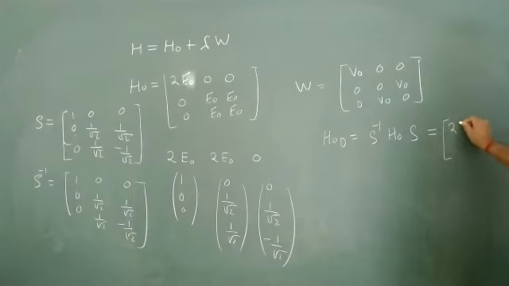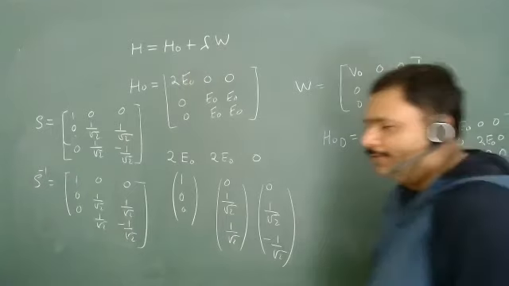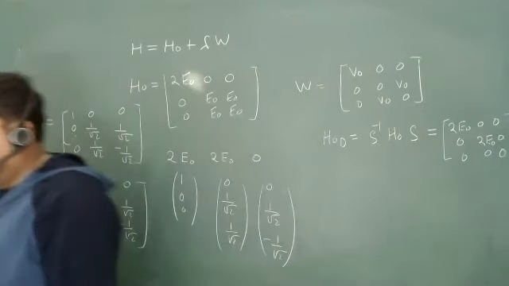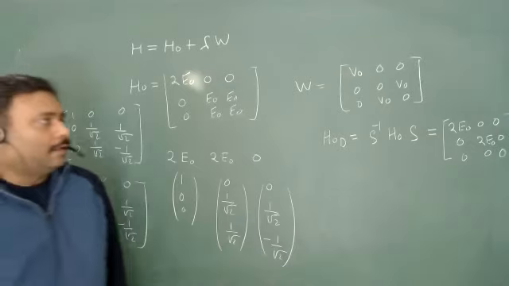2E naught 0 0. Very good. This is again 0 2E naught 2E naught. Very good. 0 0 0 and 0 0. So don't worry, you cannot neglect this 0 0 0. It has some value. Okay. So this is my whole form of H naught D.